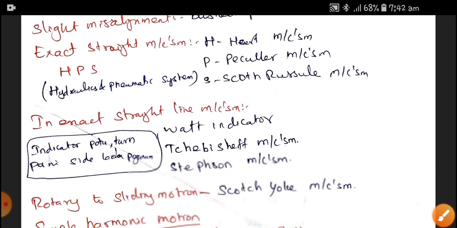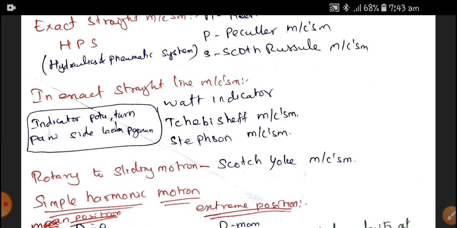Next one indicates the inexact straight line mechanisms. The inexact straight line mechanisms are the Watt indicator, Chebyshev mechanism, and Stephenson mechanism. So we can remember that. If we put an indicator, we should turn like that side and we have to go, or else it will move in an inexact motion.